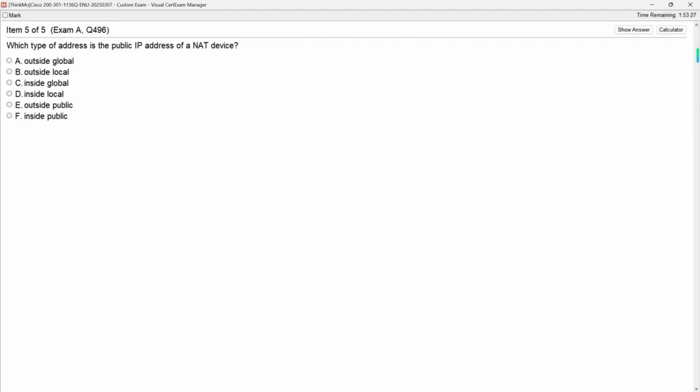All right, for this very last question, it asks us the public IP address of a NAT device. What specific type of IP address is a public IP address in this particular context? In other words, when we look at the NAT session table, there are several columns, several options, and on one of these columns, you'll see some addresses listed. The question is, which label describes the public IP address? That would be Inside Global. Let's check the correct answer. It's C.